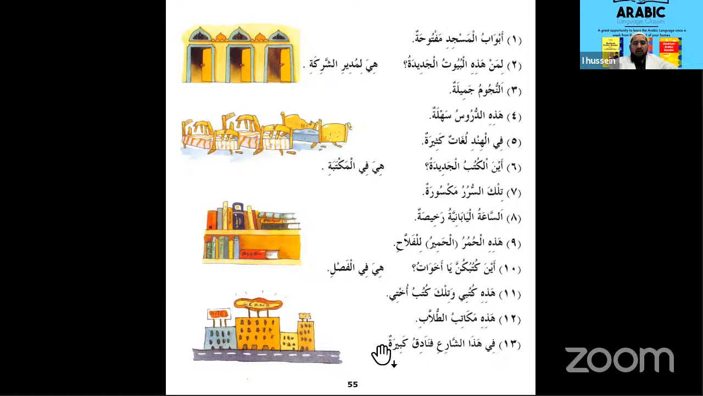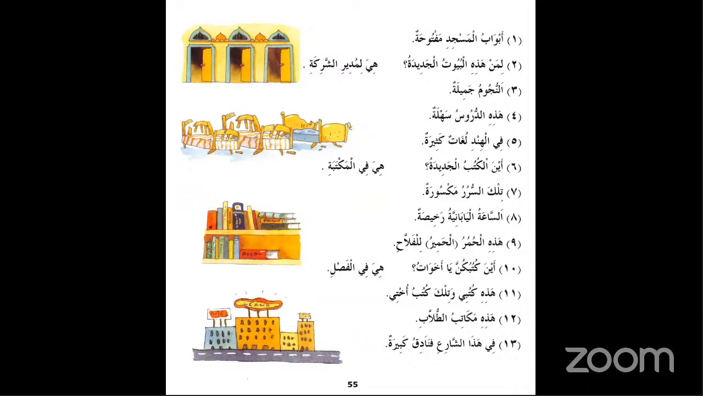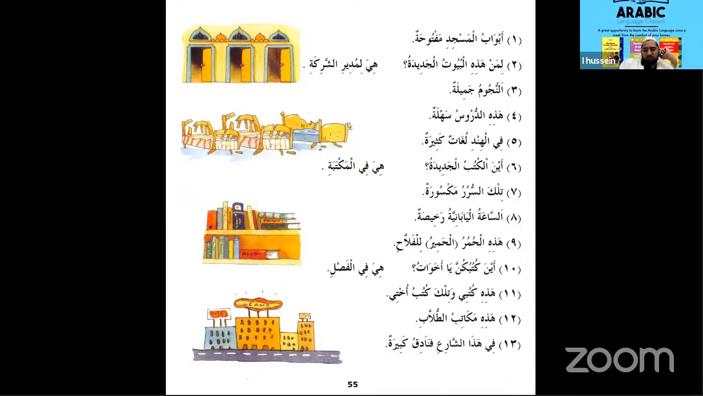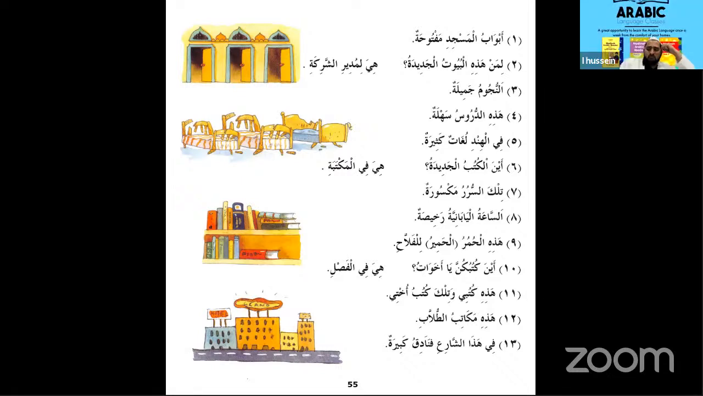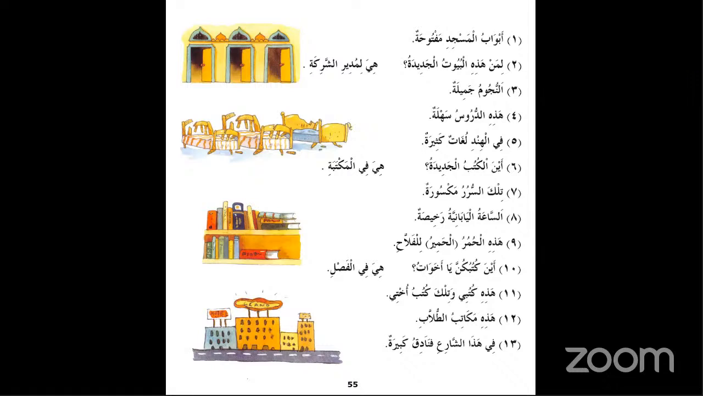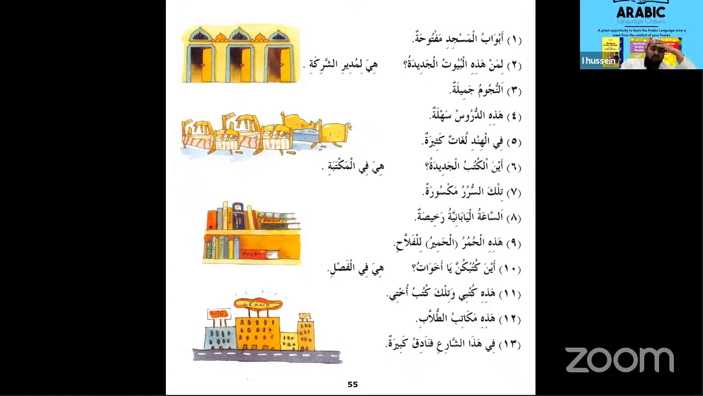So why are we using fanadiku plural and kabiratun singular? Because it's a non-living thing. The hotel, excellent. What happens when it's a noun which is non-living? You actually do the singular feminine form.